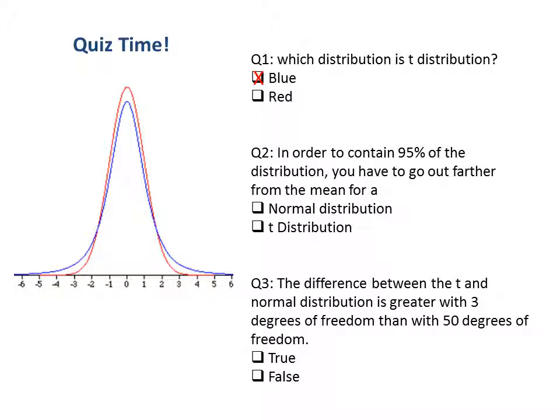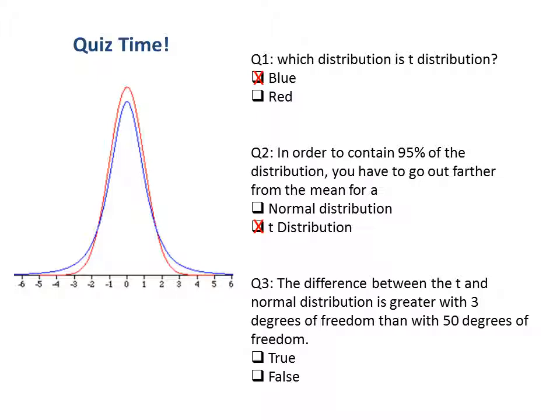Question 2. In order to contain 95% of the distribution, you have to go out further from the mean for a T distribution is the answer. Because the T distribution is flatter than the normal distribution. So it has thicker tails, and the middle part is lower, so it has fewer scores here, but more scores on the tails. So you have to go out further to contain this 95% of the distribution.